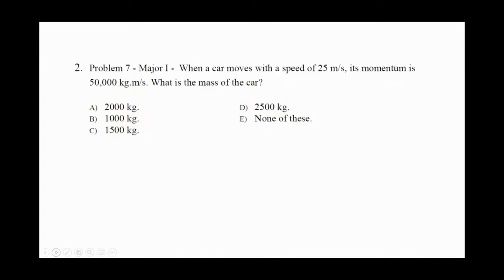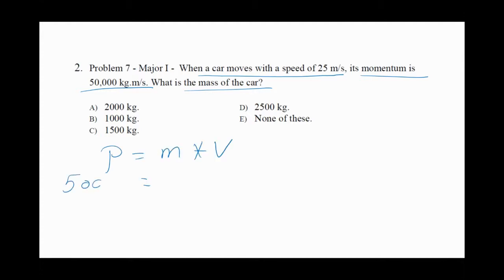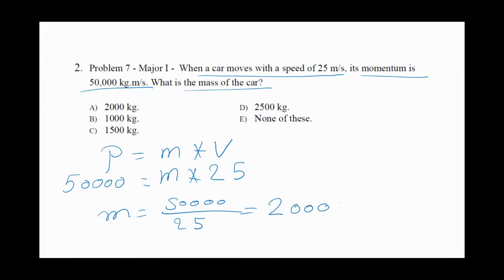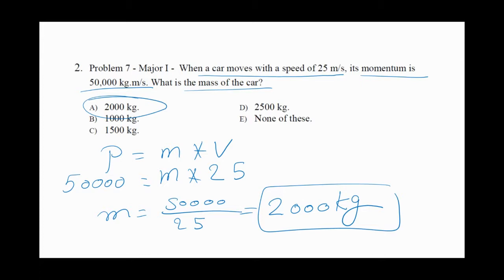Let's try to solve this problem. When a car moves at speed 25 meter per second, its momentum is 50,000 kilogram meter per second. What is the mass of the car? Momentum equals mass times velocity. The momentum here is 50,000. The mass is not known, while the value of the velocity is 25. So the mass simply is 50,000 divided by 25. It's 2,000 kilogram. Very easy. So the right answer is number one.